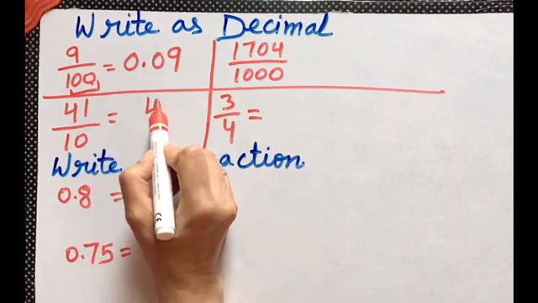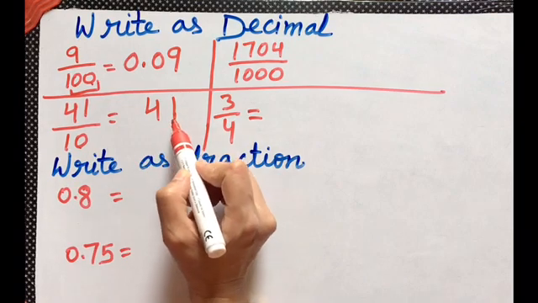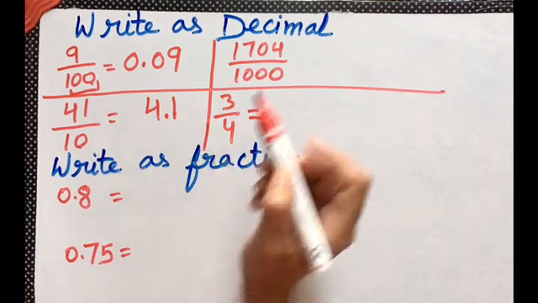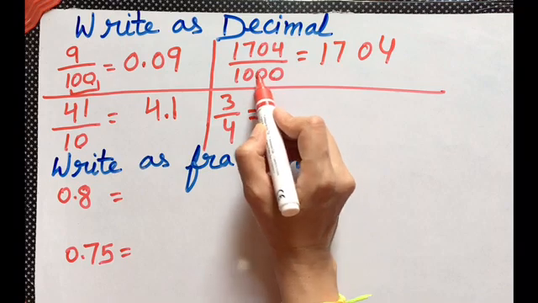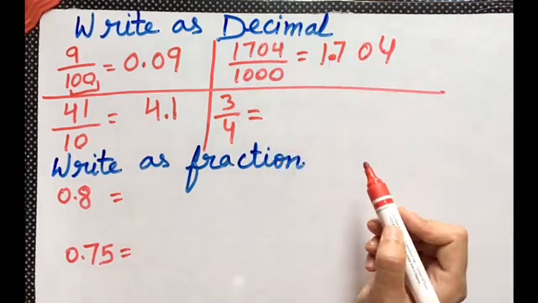Here like 41, how many zeros? 1. Start counting from the ones place on this side. So this will be 1 and the decimal. Like 1704, 3 zeros, 1, 2, 3. So 1, 2 and 3. Here the decimal will be put.